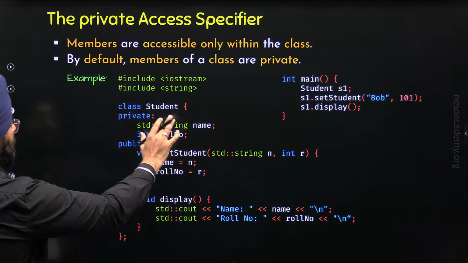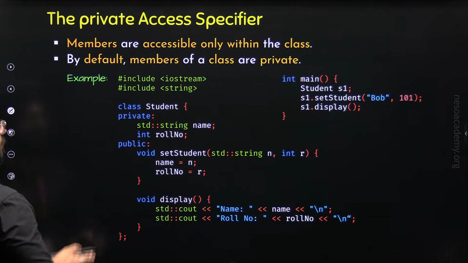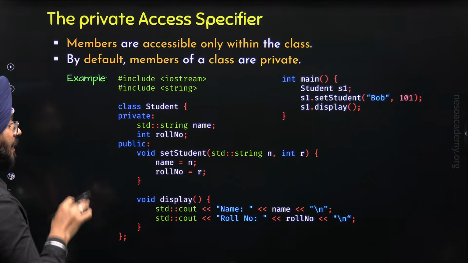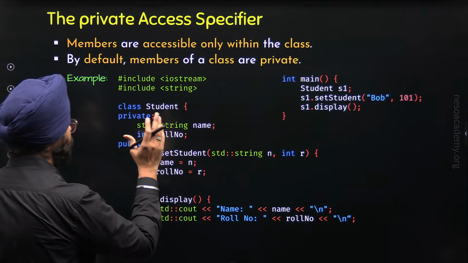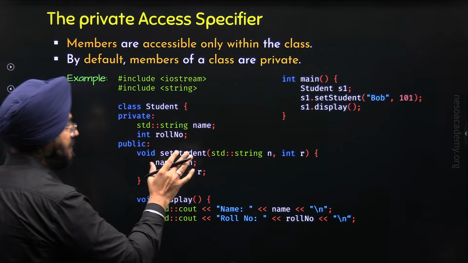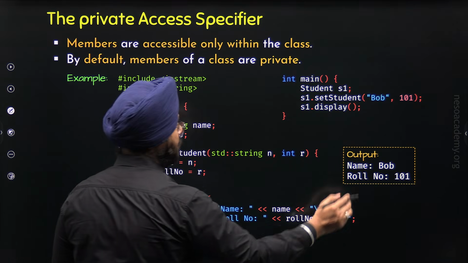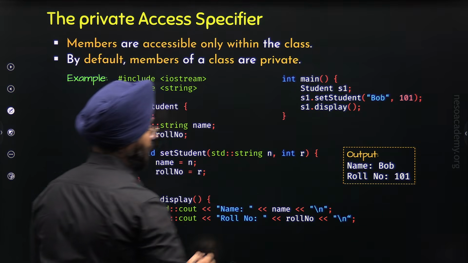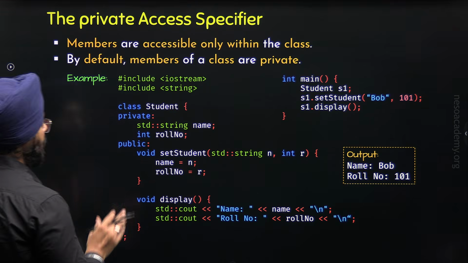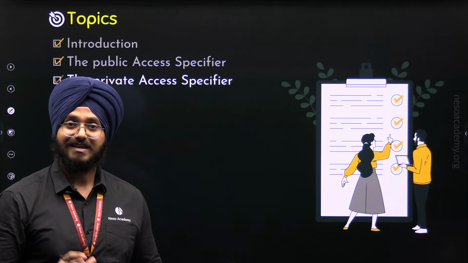We cannot directly access these members outside the class, but through the member function, we can provide values to these members. In this way, we are providing restricted control to these members. And this is the usefulness of the private access specifier. I hope this is clear to you. Now, when we execute this program, we will get the output name as Bob and roll number 101. So with this, we have properly understood the private access specifier as well. This means we are done with the last topic as well. And we are done with this lecture.